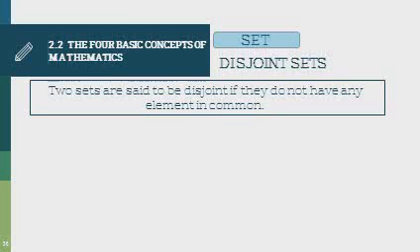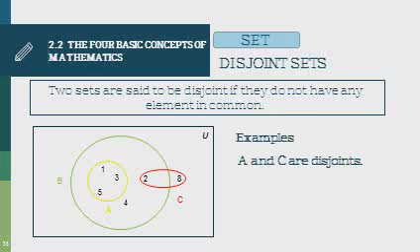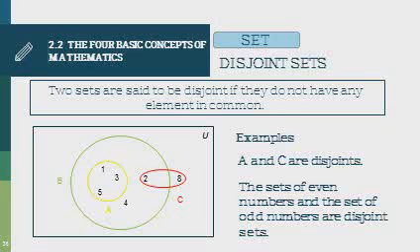Disjoint sets. Two sets are said to be disjoint if they do not have any element in common. Examples. A and C are disjoint because they have no element in common. The set of even numbers and the set of odd numbers are disjoint sets, of course, because the numbers you find in even are different from those in odd. The two will never meet.